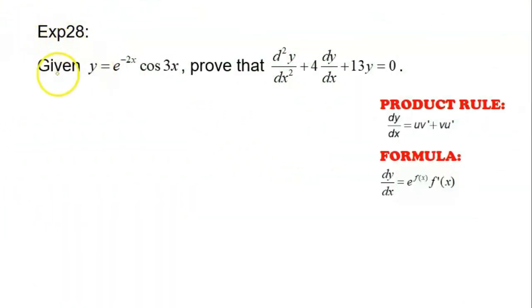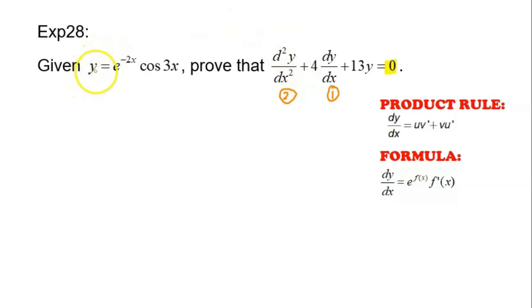Example 28. Given y equals e to the power of negative 2x times cos 3x, prove that d²y/dx² plus 4 times dy/dx plus 13y equals 0. In this question, we need to prove the expression here equals 0. So, we need to find the first part, what is dy/dx, and the second part, what is d²y/dx².